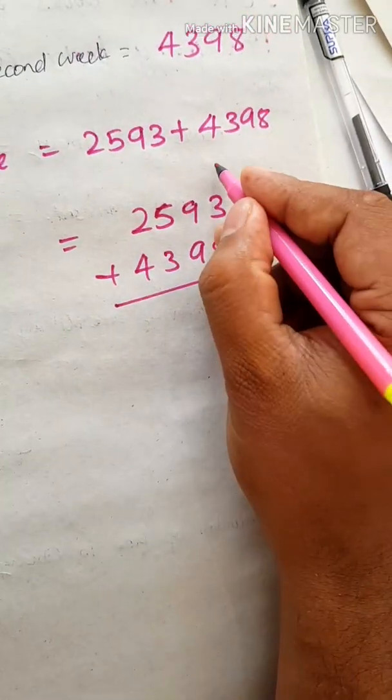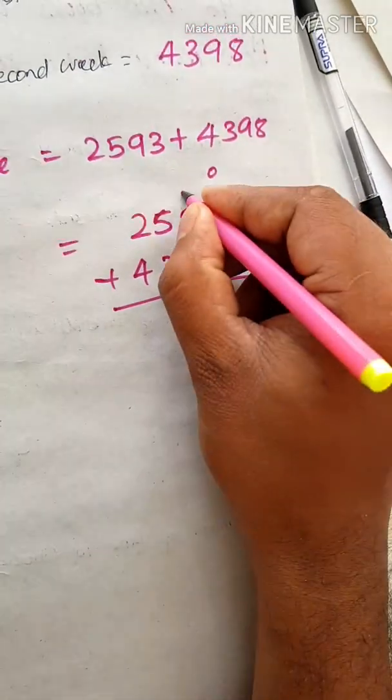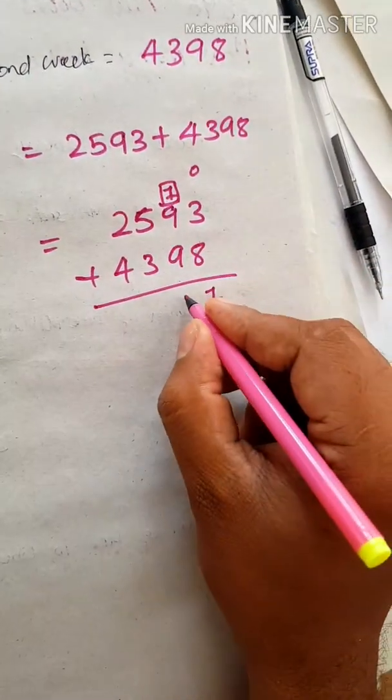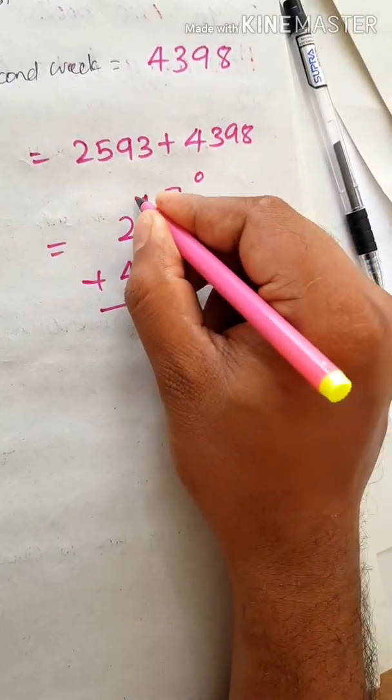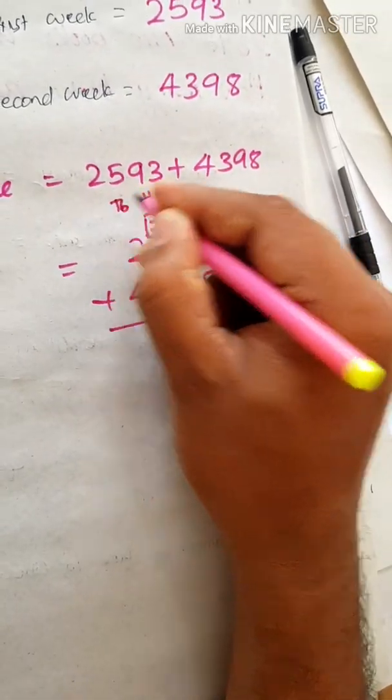Okay, ones column first. 3 plus 8 is 11, 1 is carry. 9 plus 1 is 10, 10 plus 9 is 19, write 9. Again 1 is carry. This one is tens column, hundreds column and thousands column.